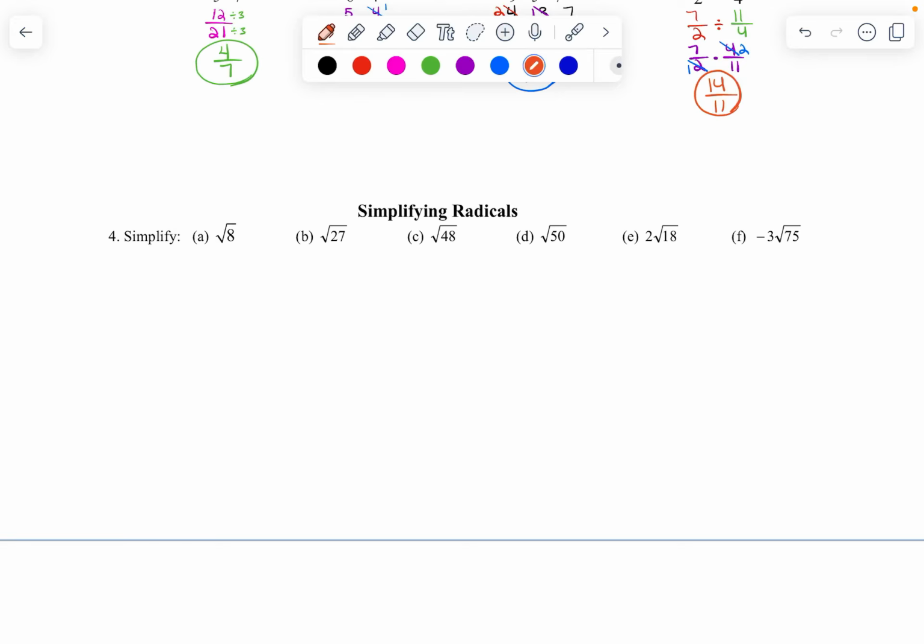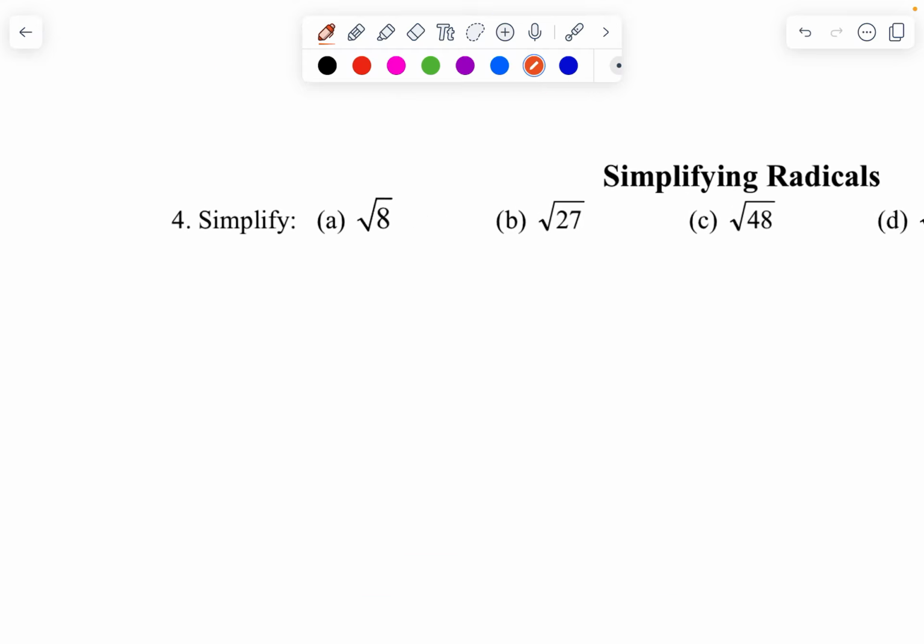All right, so this is the last video of notes 3, and we're going to be doing some simplifying of radicals. Now, that does not mean you put it in a calculator and get some decimal value. This means we're going to simplify and look for perfect squares, or in the case of cube roots, things like that. So, how do we do it?